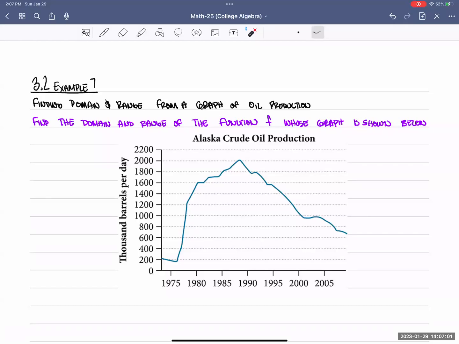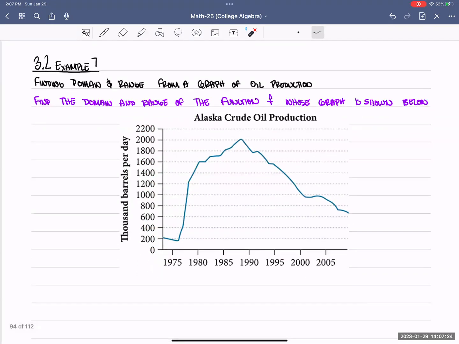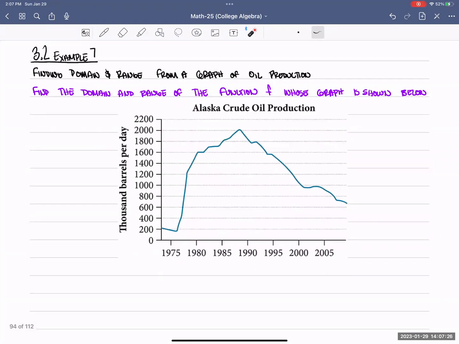Section 3.2, example 7, finding domain and range from a graph of oil production. Find the domain and range of the function f, whose graph is shown below. So from here, domain is still going to be our input, our x-axis here. And range is going to be our y-axis over here, just the way that it's set up as input versus output. So we're just going to take it as that.